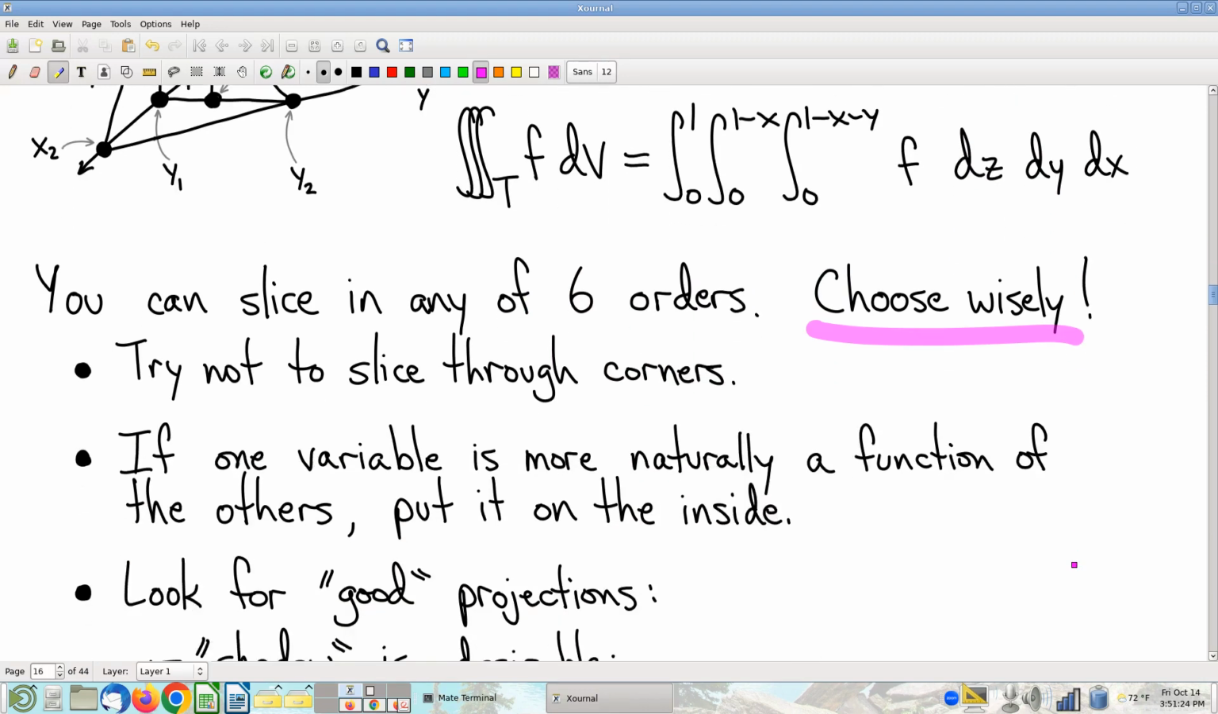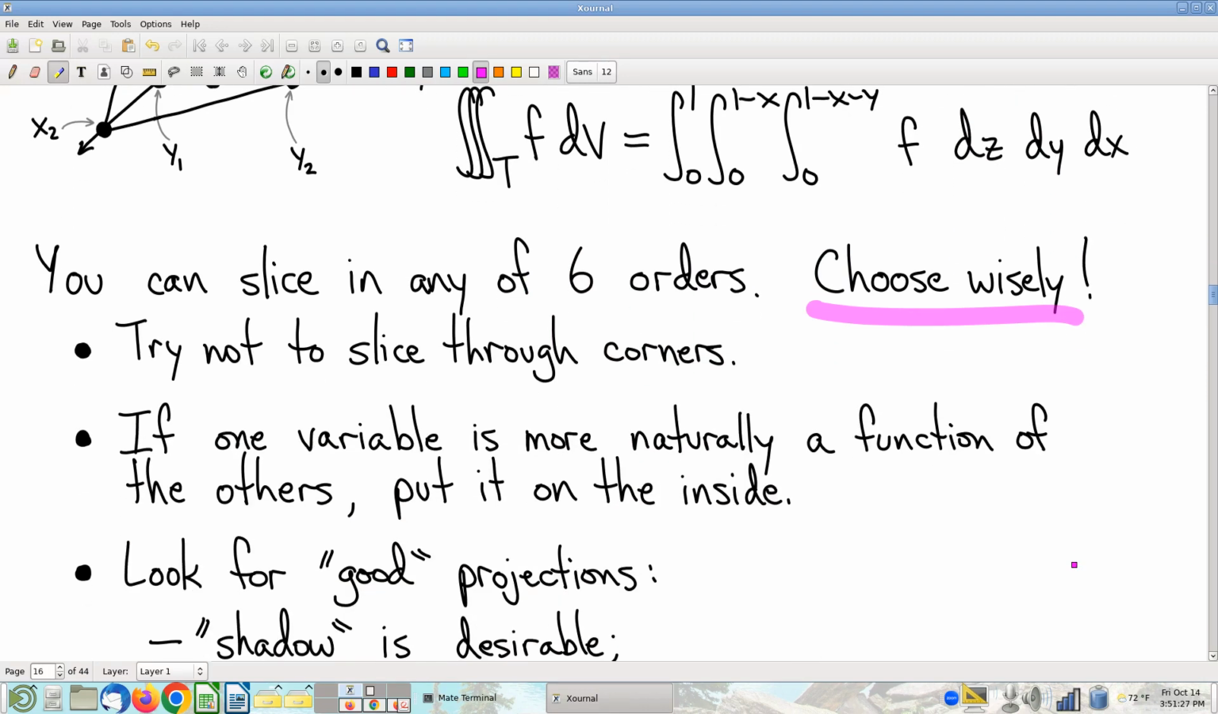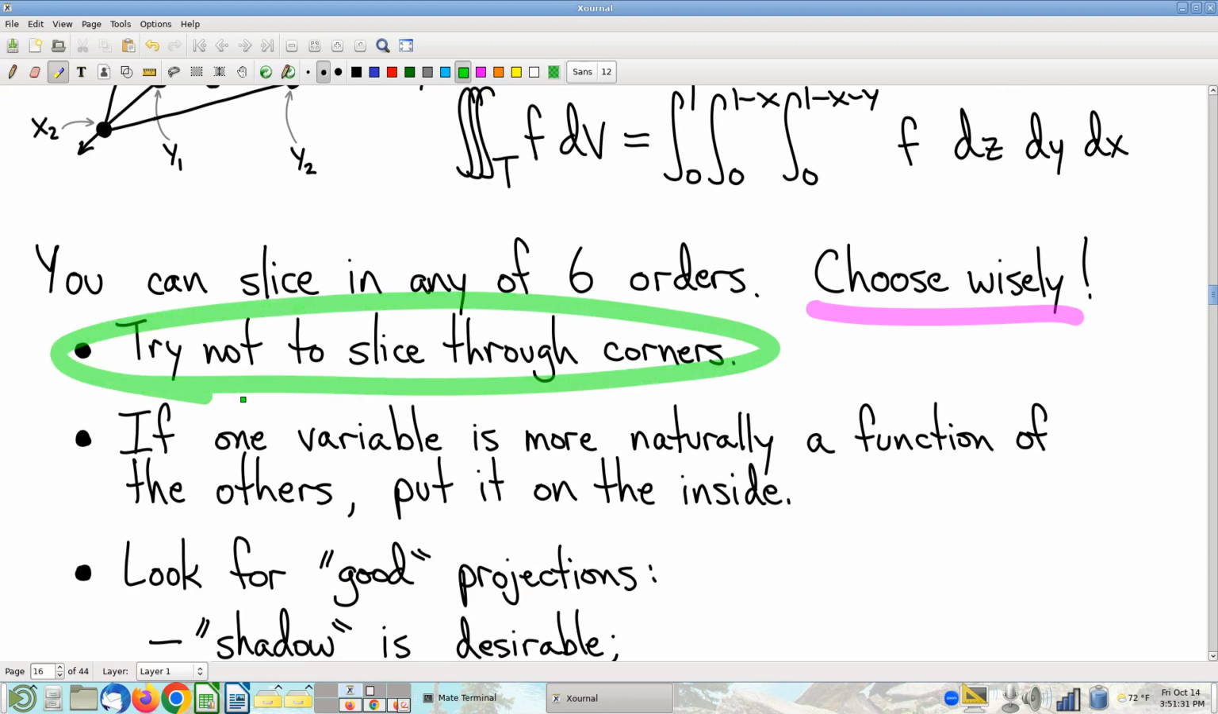We're going to recover a couple of rules from double integrals that apply equally for triple integrals. Try not to slice through corners for pretty analogous reasons. If you slice through a corner, then for the next inside integral, your bounds are going to be all messed up. You're going to have to break it up into 2 pieces. It's a headache. All else being equal, if you can avoid it, best to avoid that.